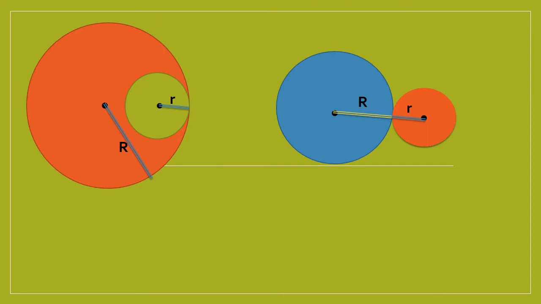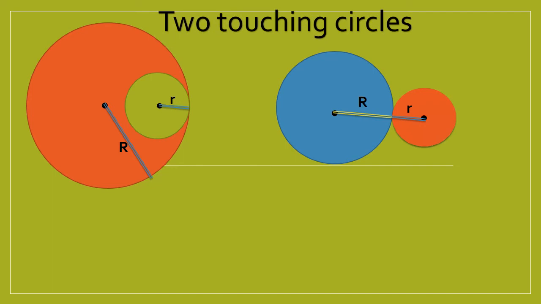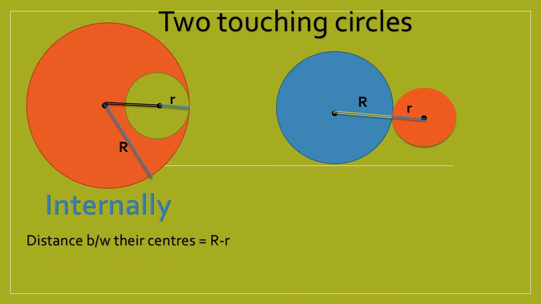Next we will discuss one more case, that is related to two touching circles. Now you can observe the figures on your screen, two touching circles, we have two different cases. The first one, when these circles touch internally. Now the question is how to find the distance between their centers. You can observe the radius of bigger circle is capital R. Radius of smaller circle, let it be small r. So we have to find the distance between their centers. Yes, it's very easy. Distance between their centers is capital R minus small r, means radius of big circle minus radius of small circle.